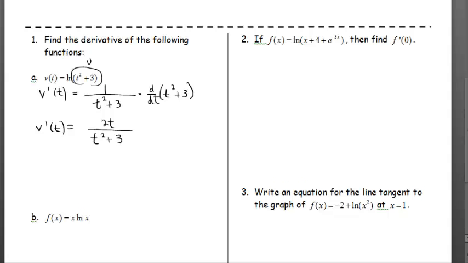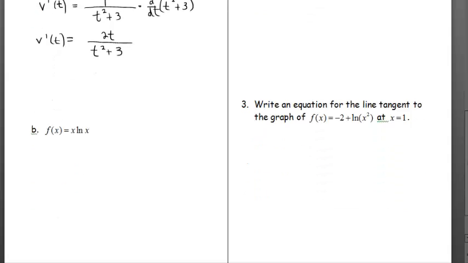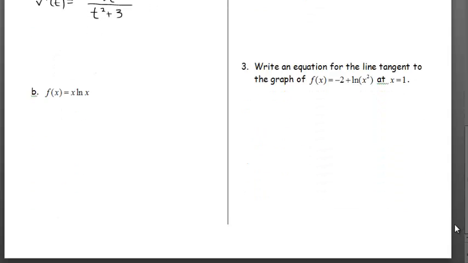B, all right, a little bit more going on in part B. We have two variable factors. That's going to require the product rule. So this is your f and your g, or your g and your h, whatever you want to call them.